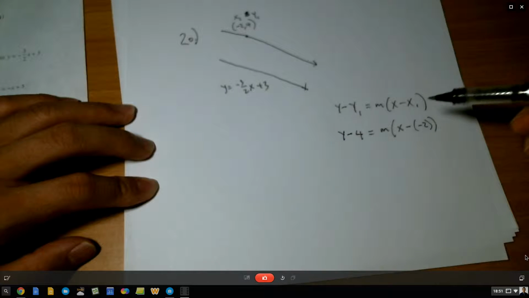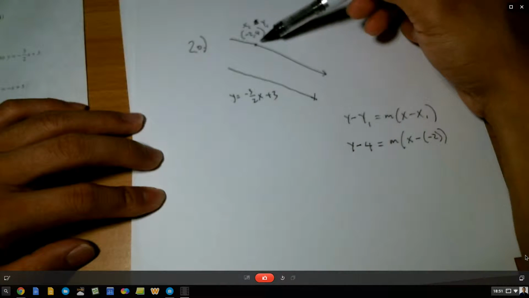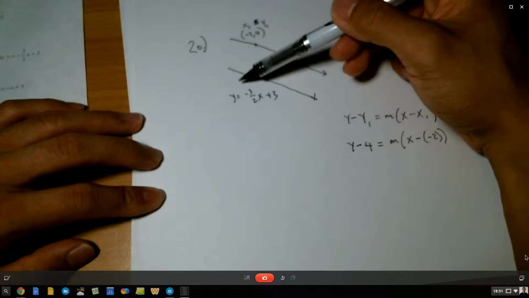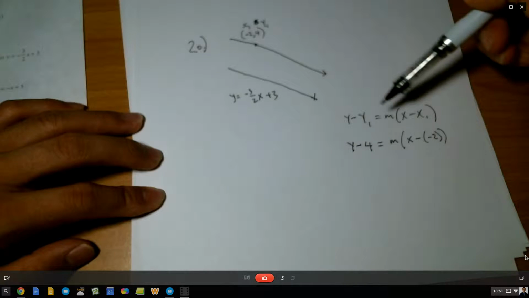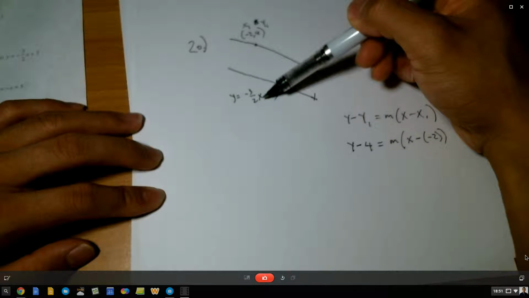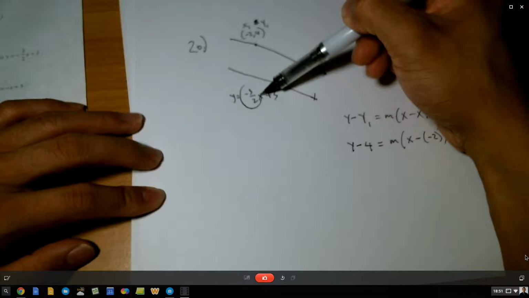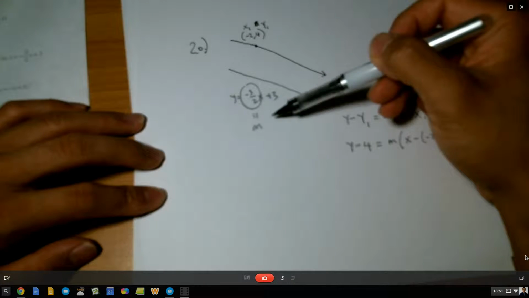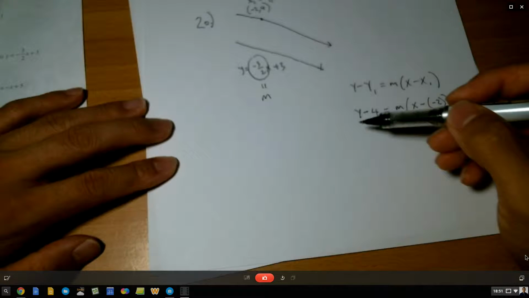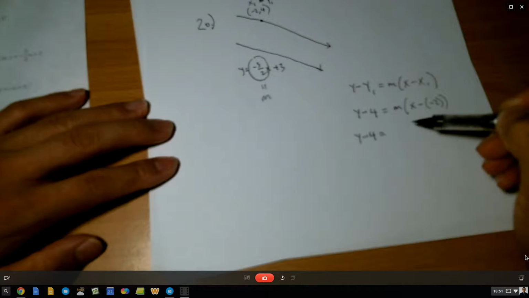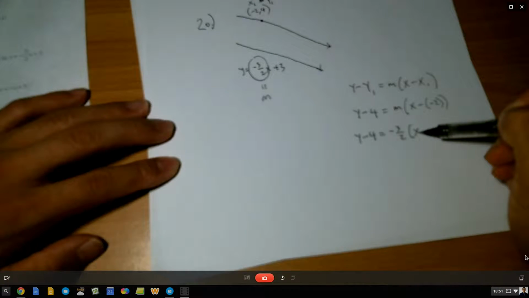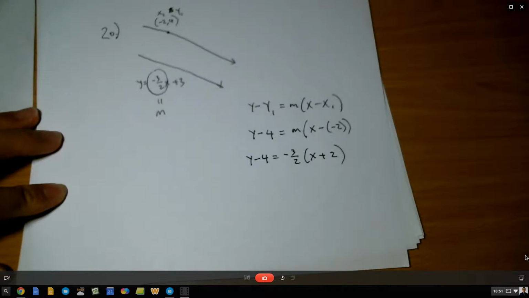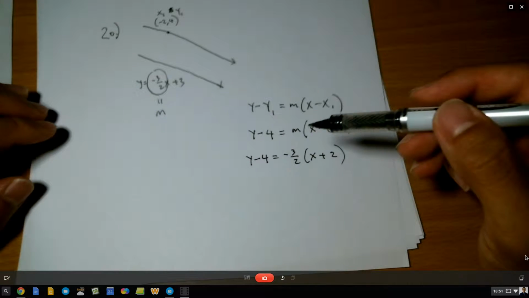Okay, now what is m? Well, we know that this line here has to be parallel to this other line. And what do we know about parallel lines? That they must have the same slope. So for this other line, we already know that the slope is -3/2. So we can use this as our m, and plug it back into our m here. So y minus 4 is equal to -3/2 times x plus 2. Okay? So now we're done plugging things in.